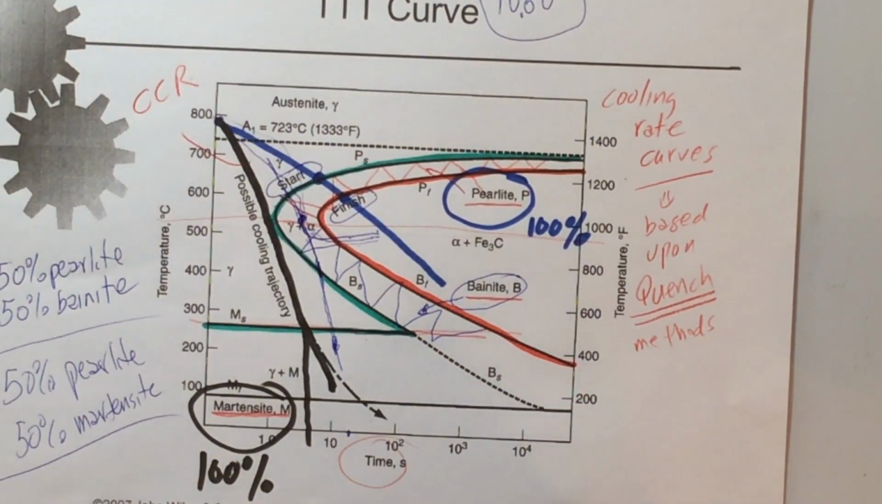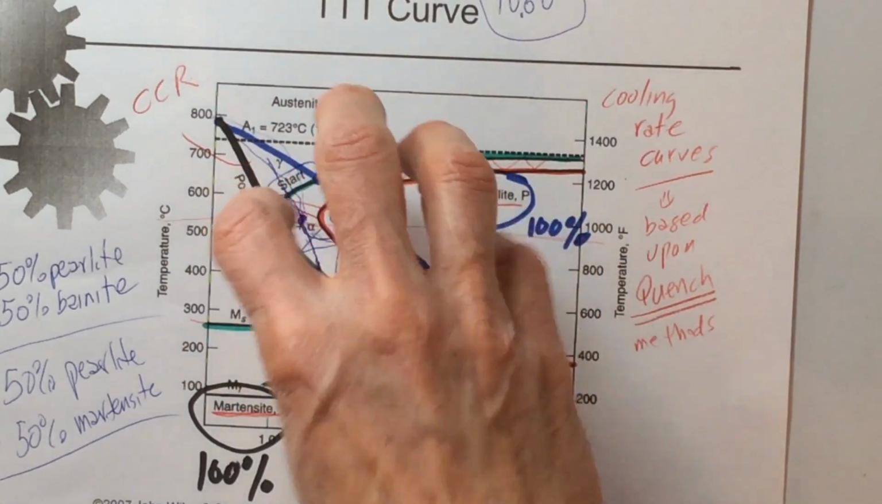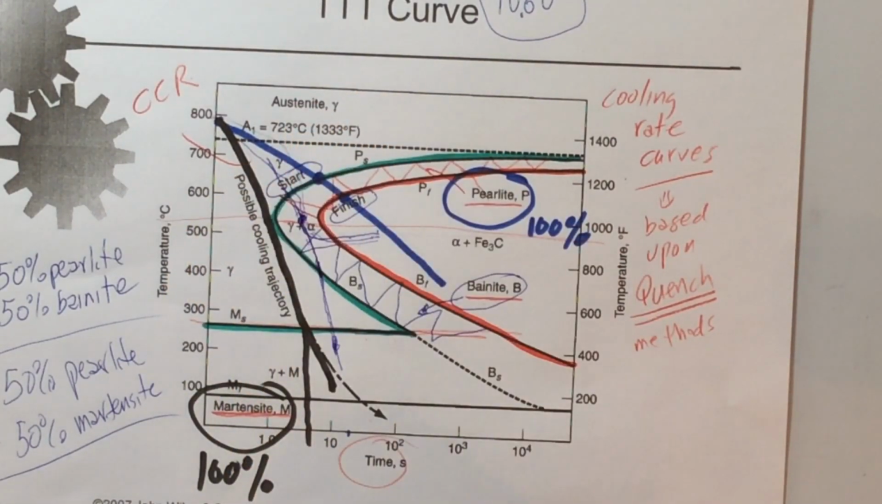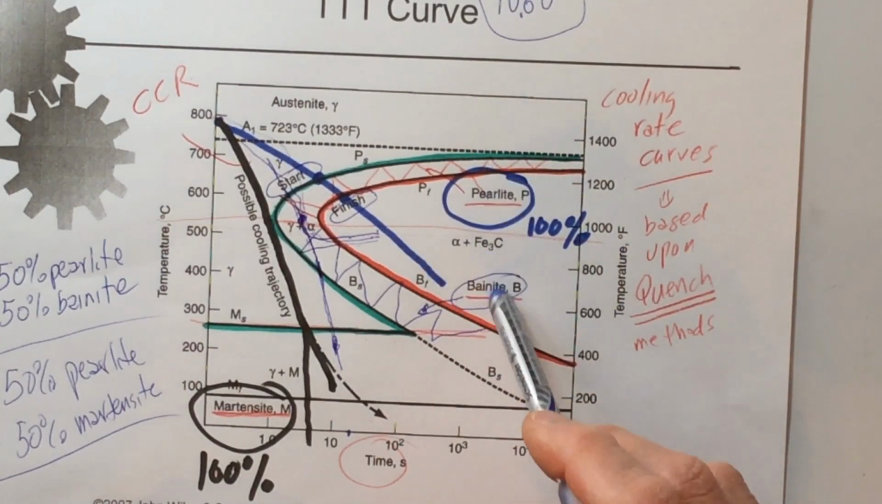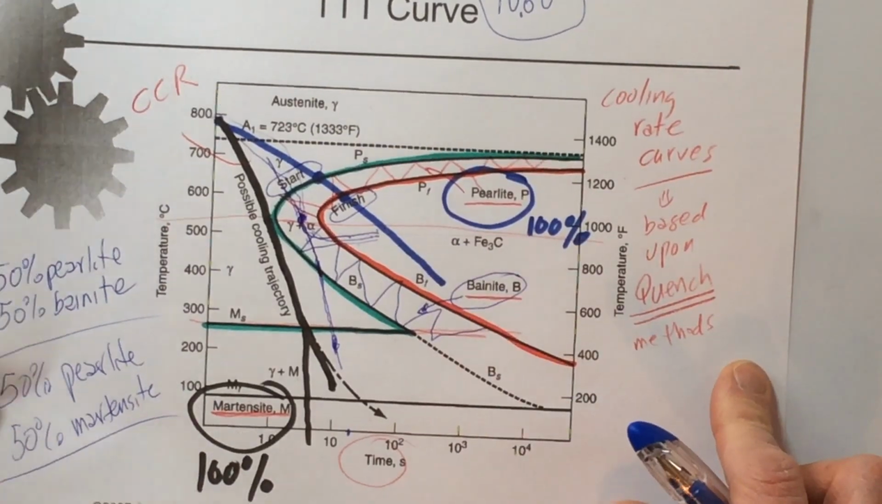Okay, so this is just the basics of what these cooling rate curves are for. And again, what you need to remember is that every alloy will have its own particular cooling rate curve. And this gives the heat treaters and the metallurgists an idea of what the possibilities of these products are. And to show you what that is, let me summarize that right quick.